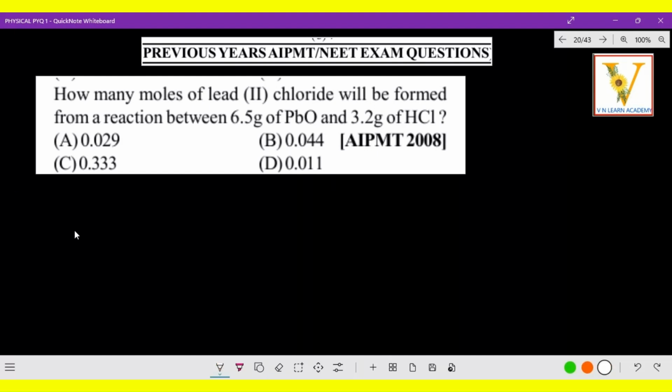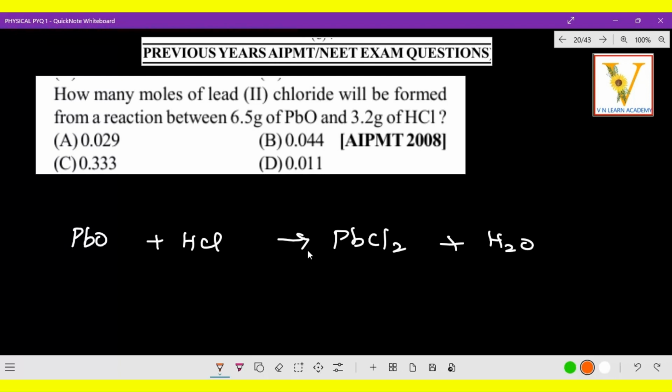So here PbO plus HCl. You are getting PbCl2 plus H2O. Now balance that equation. PbO, Cl2. Cl2 means here only we have to put 2, so that means 2HCl. Yes, it is balanced. Now here 1 mole of PbO combined with 2 moles of HCl. You are getting lead chloride, that is PbCl2, plus water.